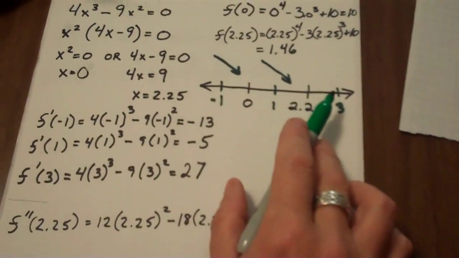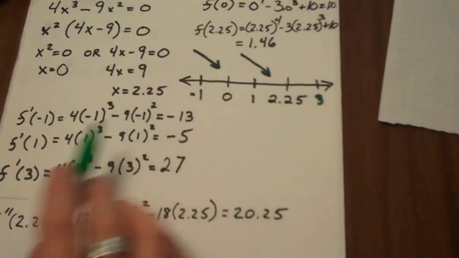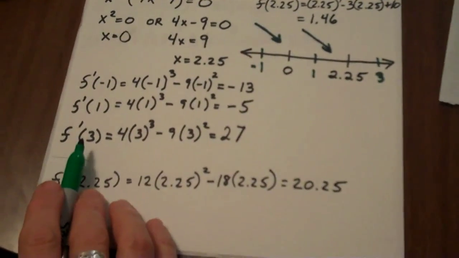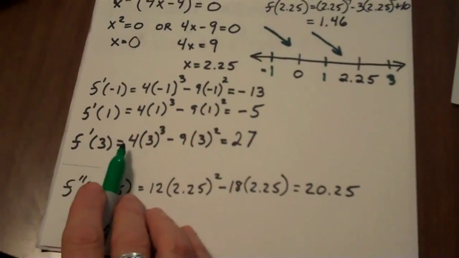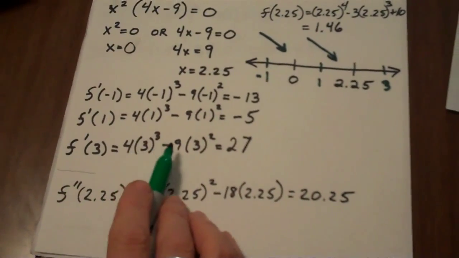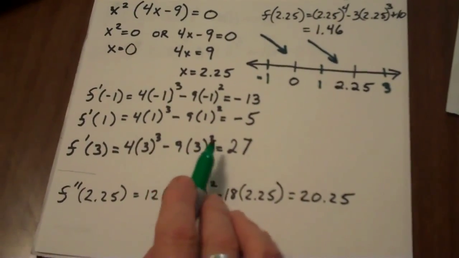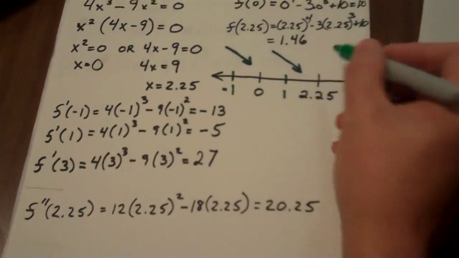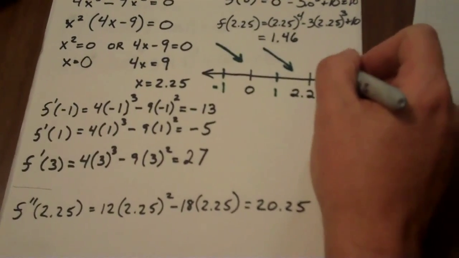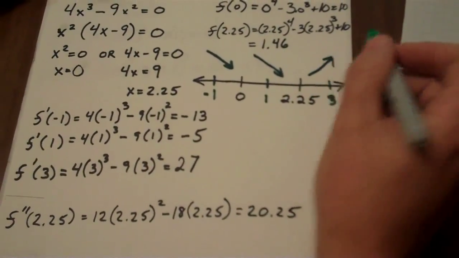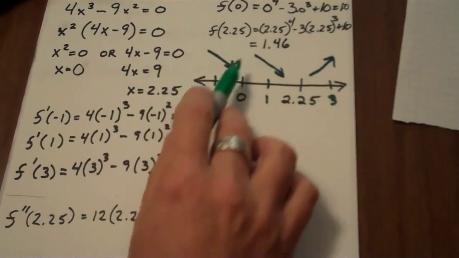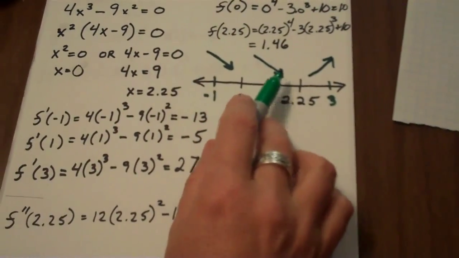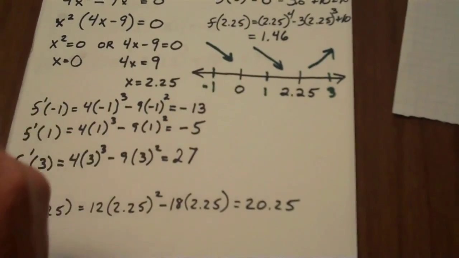Finally, let's determine what happens when x equals 3. Plugging 3 into my first derivative gives me 4 times 3 cubed minus 9 times 3 squared, which equals 27. So at this point, my graph is increasing again. So it decreases on the left, continues to decrease in the middle, and increases on the right.